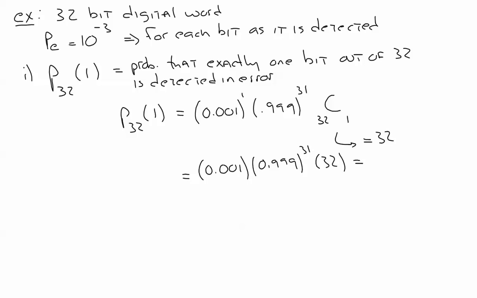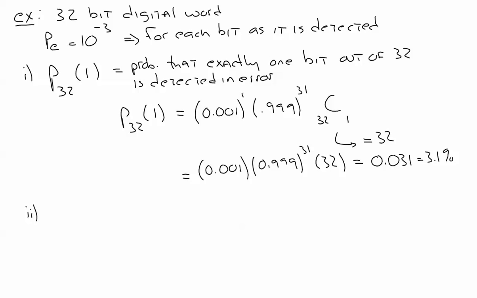And that turns out to be 0.031, or 3.1%. It is 3.1% likely that exactly 1 bit will be detected in error in any sequence of 32 when the probability of error for detecting each bit is 1/1000th. All right.